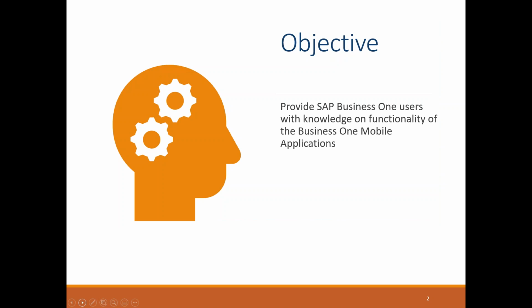All right, next slide is basically our objective. Our objective today is to get you familiar with the apps available out of the box with your SAP Business One, to help you with understanding what's available, what's not, what's the configuration or customization level available, and what are the limitations, so you can see if it's going to be a good fit for your company.